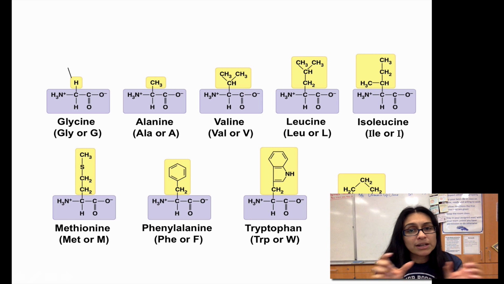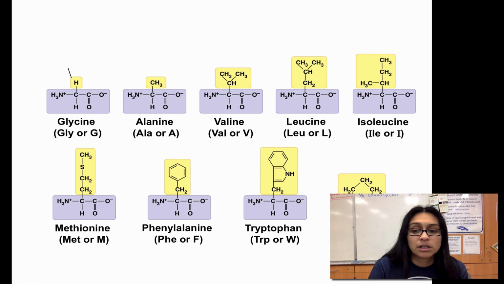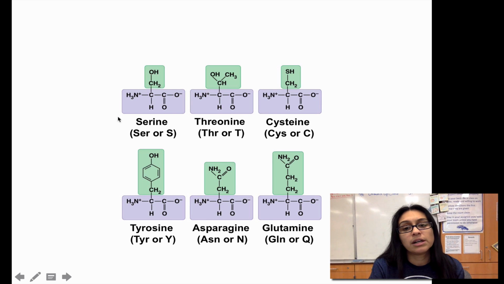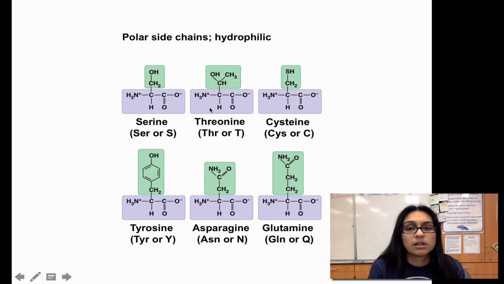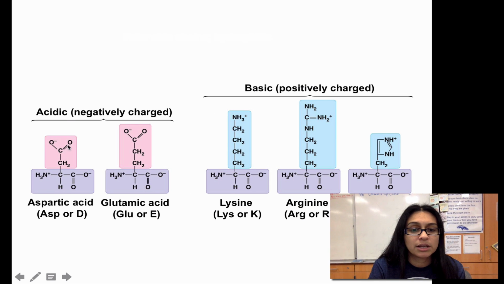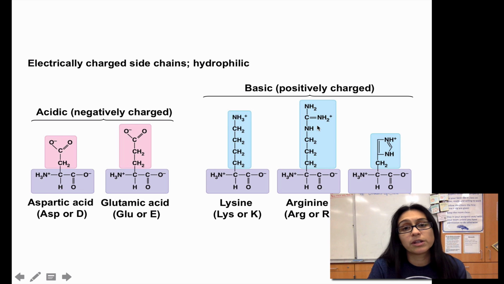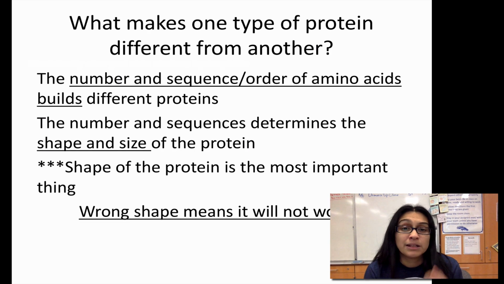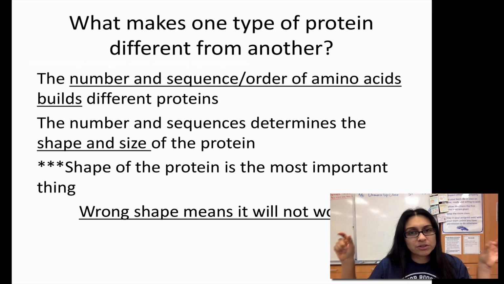So what amino acids you connect together, in what order, all this is going to be very important in building a protein. Here's another set of amino acids, and you can see the R groups, how they're different from each other. These have hydrophilic side chains, and then these side chains are positive and negative, also hydrophilic because they're positive or negative. The thing that makes one protein different from another is the number of amino acids you connect together.